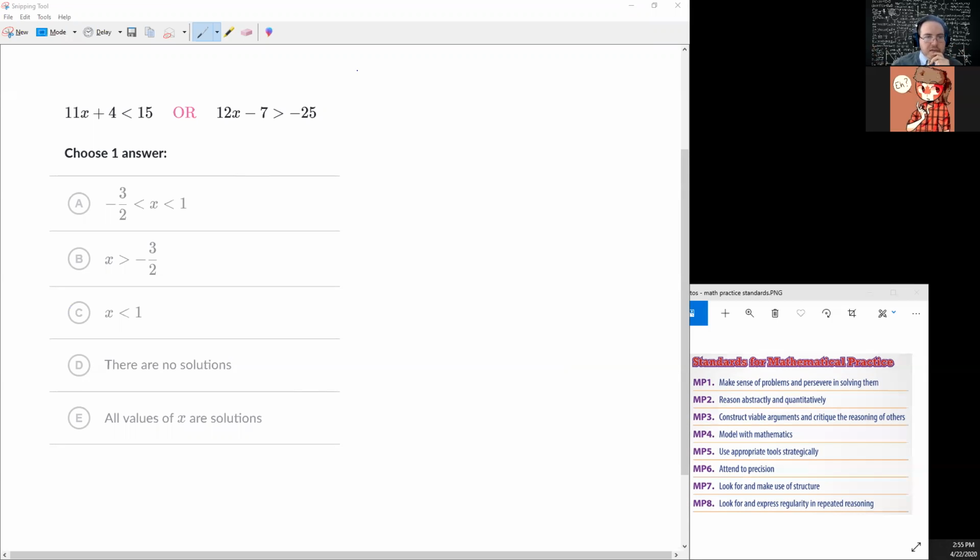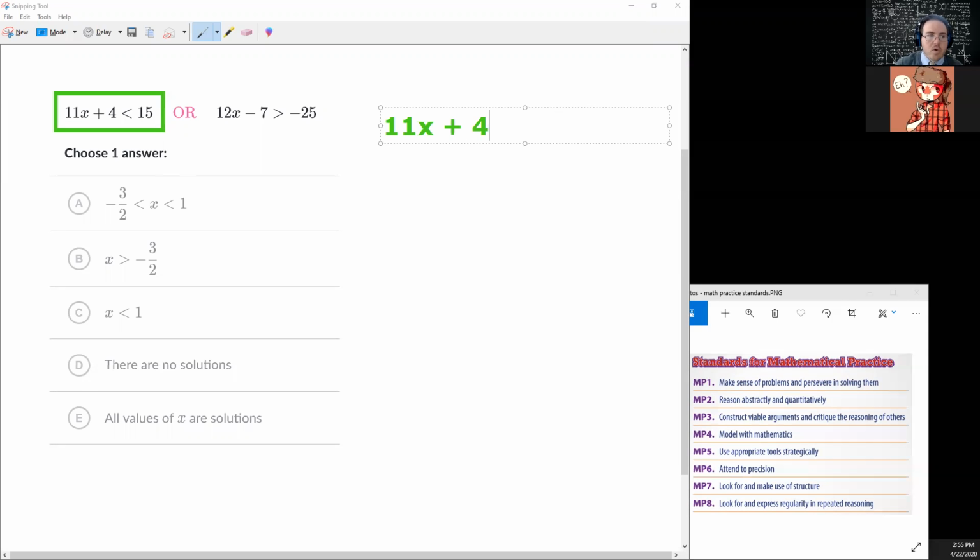So let's go ahead, chat. Let's go ahead and take this first problem over here, this first inequality. Let's work with this one first. So on my paper, I'm going to write down 11x plus 4 is less than 15. Okay. So if I were to work this out, what would happen?